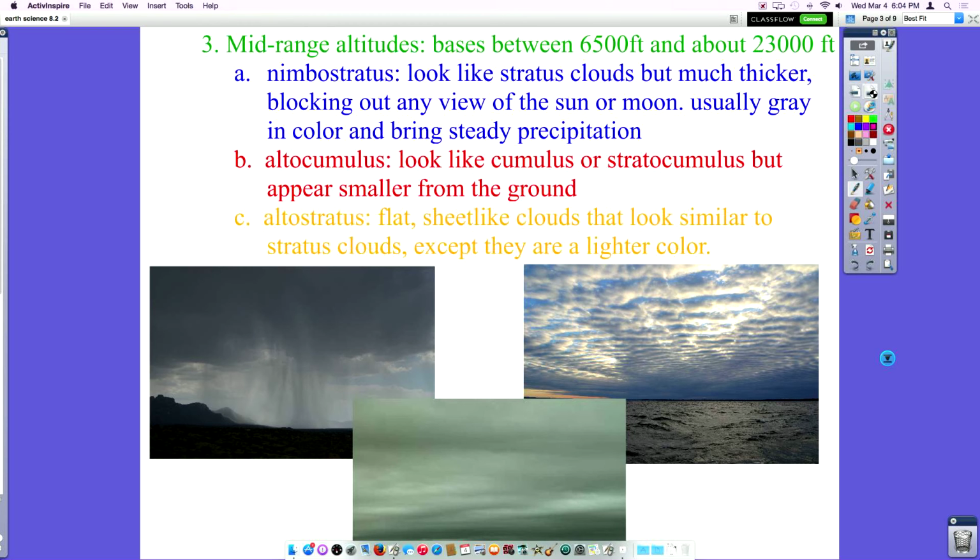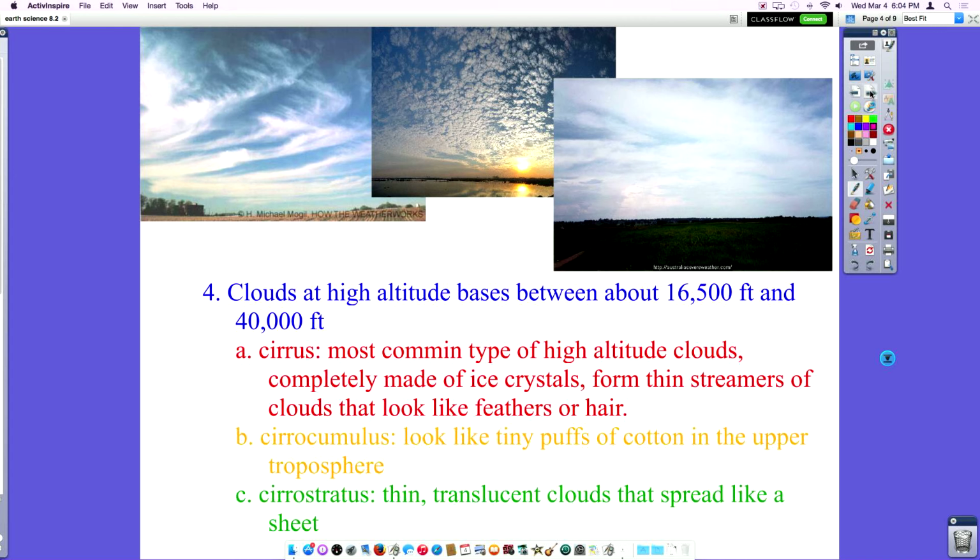And as we move to our high range altitude clouds, these have bases between 16,500 feet and 40,000 feet. So there's a little bit of crossover there. These include cirrus clouds, which are the far top left there. Most common type of high altitude clouds, and completely made of ice crystals.